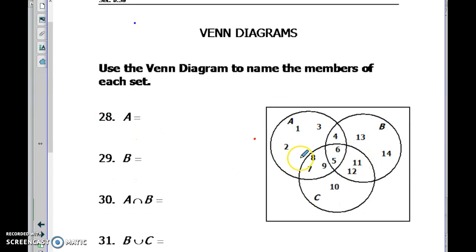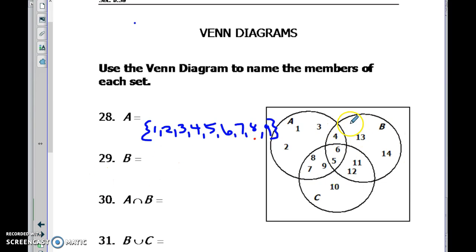So here in set A, we have all the numbers that are in the A circle. So let's just list them out from smallest to biggest. We have 1, 2, 3, 4, 5, 6, 7, 8, 9. That's a lot of numbers.